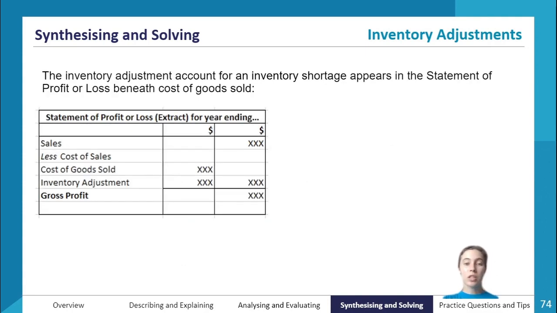And the inventory adjustment account for an inventory shortage is going to appear in the statement of profit or loss beneath the cost of goods sold. So you can see here how we've got those figures there. You subtract that and get the result as well to help you calculate the gross profit.